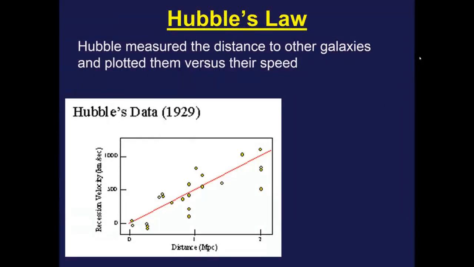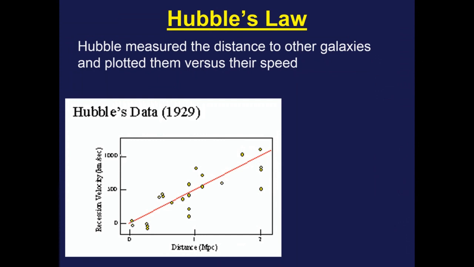So what he actually did is he measured distance. So here's a graph, based on Hubble's data from 1929. He measured distance in a unit called megaparsecs. And then he measured speed away from us, measured using the Doppler effect. Recessional velocity is the speed that something is receding from us, moving away from us. Recessional velocity in kilometers per second. And what he found is an increasing line. As distance increases from us, the farther galaxies have higher speeds. The farther galaxies are moving faster away from us.